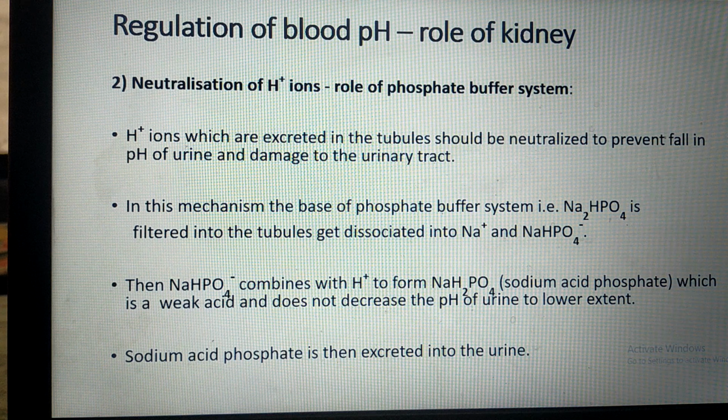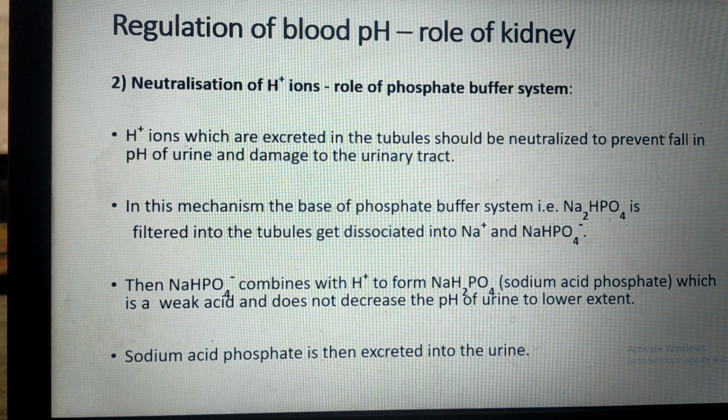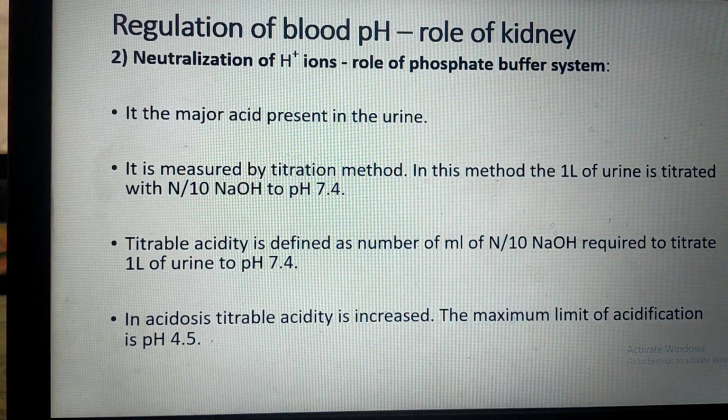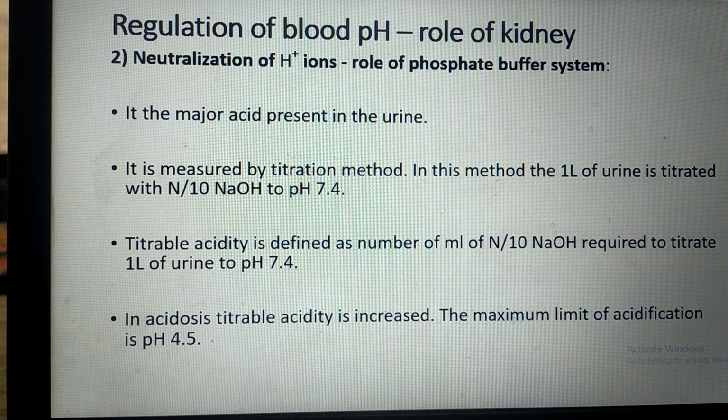So here, instead of excreting the free H plus ion, the H plus ions are excreted by combining with NaHPO4 anion to form sodium acid phosphate. So NaH2PO4 is the major acid present in the urine.